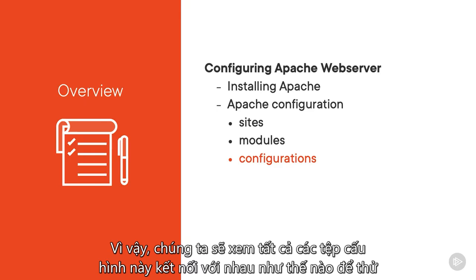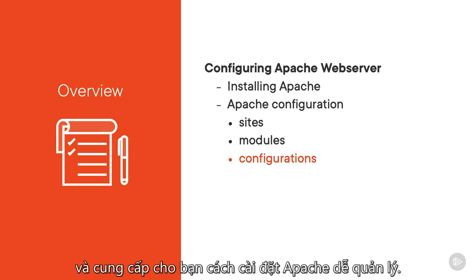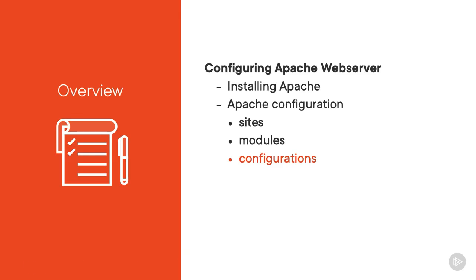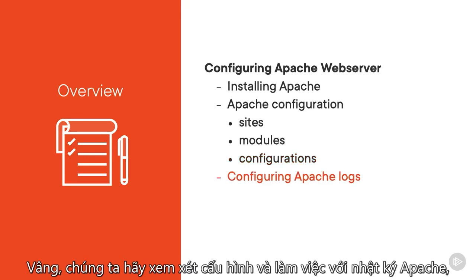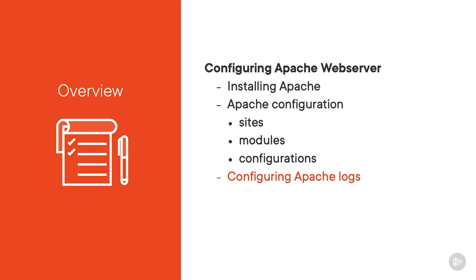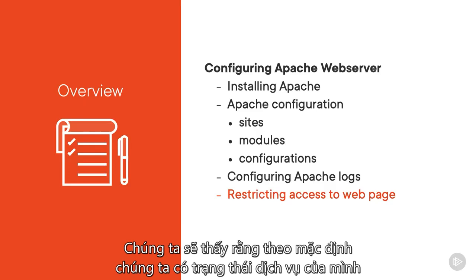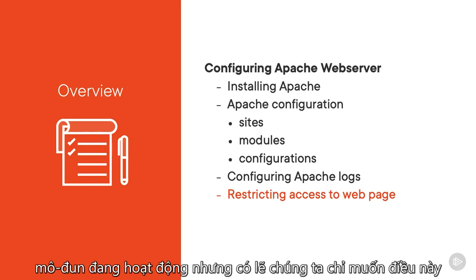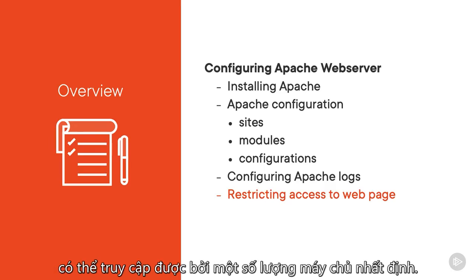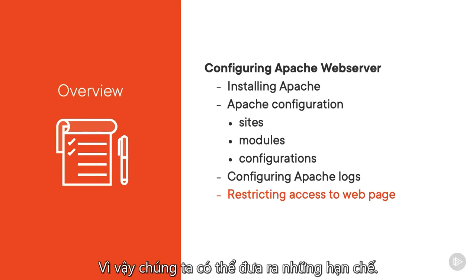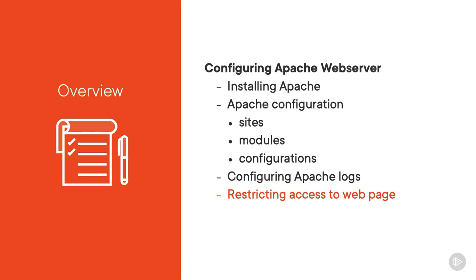So we'll see how all of these configuration files plug together to try and give you an easy to manage installation of Apache. We'll be looking at configuring and working with the Apache logs. We'll see how we can restrict access to a web page. We'll see that by default we do have our server status module up and running, but we probably only want this accessible to a certain number of hosts, so we can put in restrictions.